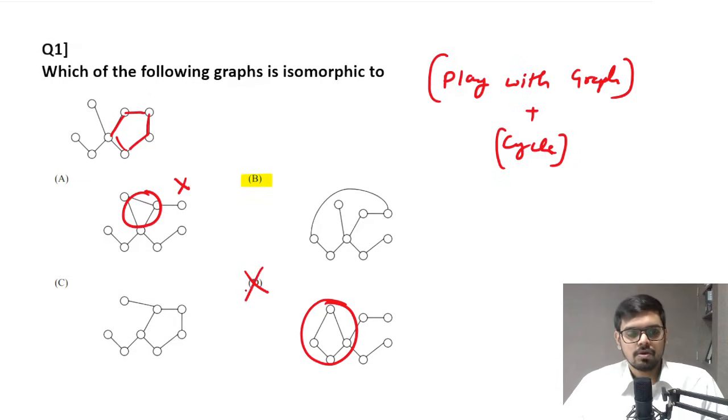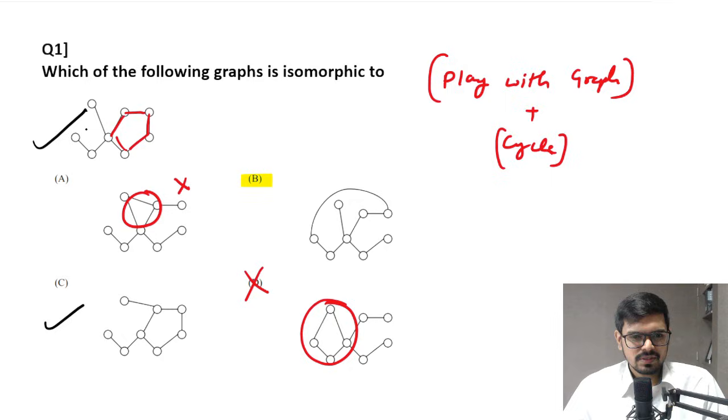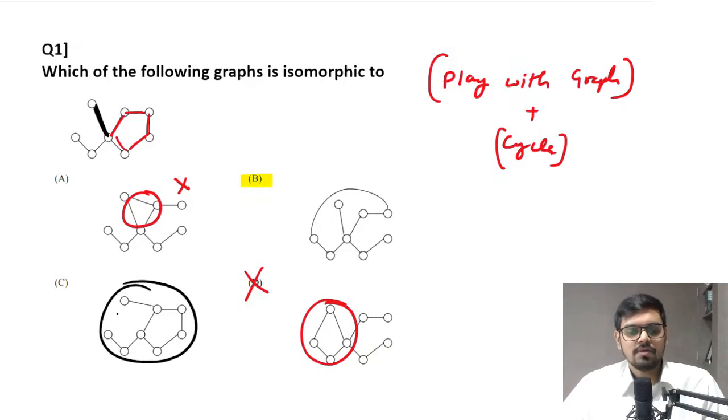So 2 options are gone. Now play with the graph. This graph and this graph were exactly the same until I saw this edge. Okay, see the edge. Here in this option C, what they are doing is cutting this edge and pasting it here. That's what they have done.